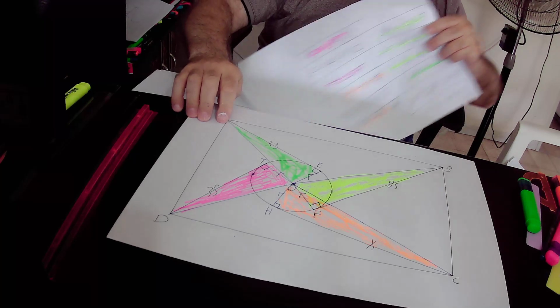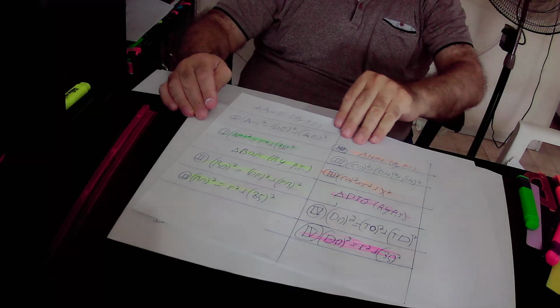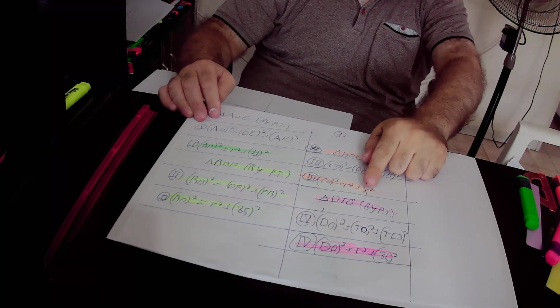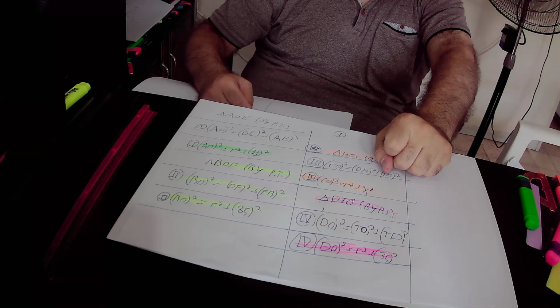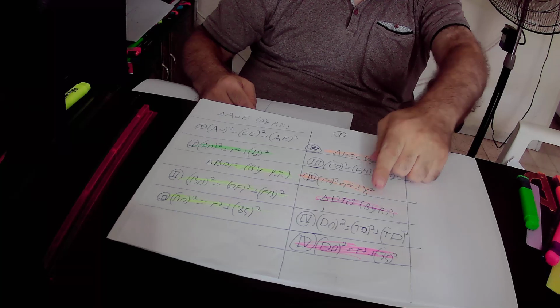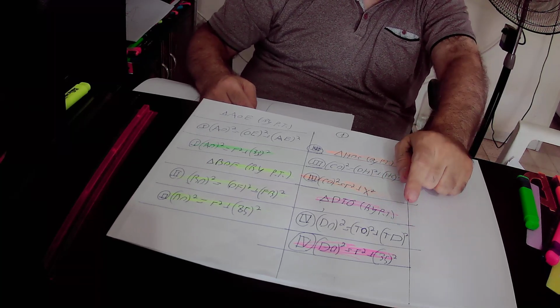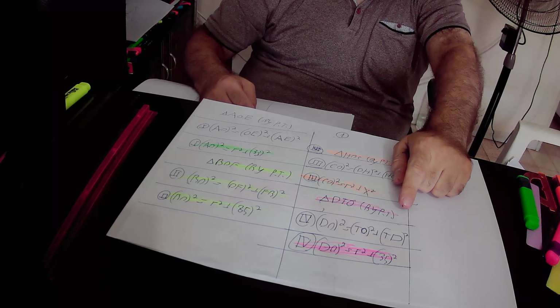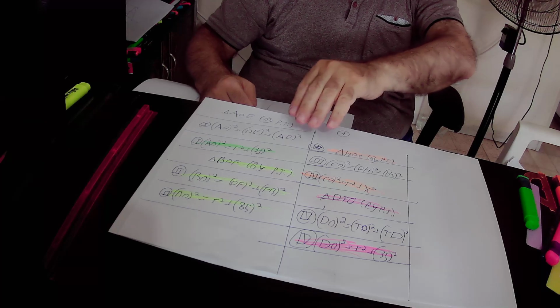Repeat again. In the pink right triangle TDO, DO square equals TO square plus TD square. So DO square equals TO square. TO is R, so TO square is R square. TD equals 35, therefore TD square is 35 square. So according to equation number 4, we found out that DO square equals R square plus 35 square.